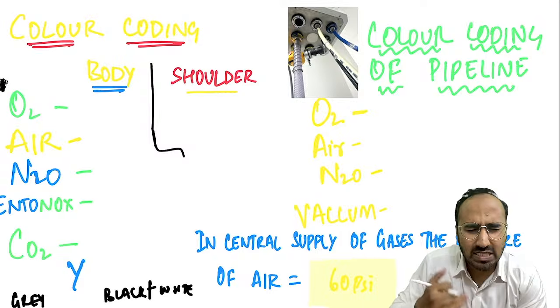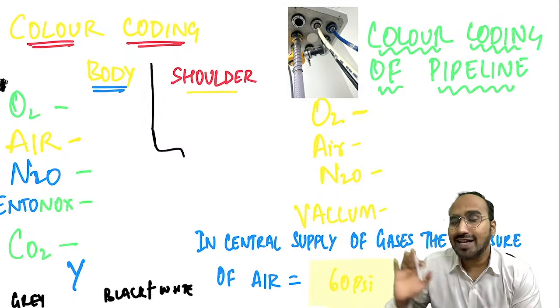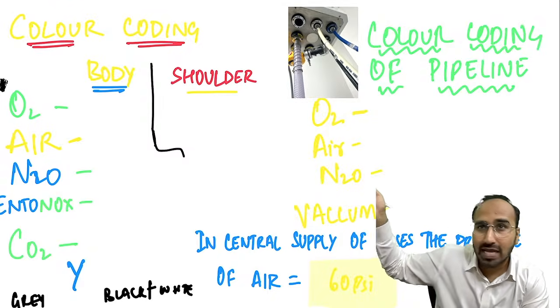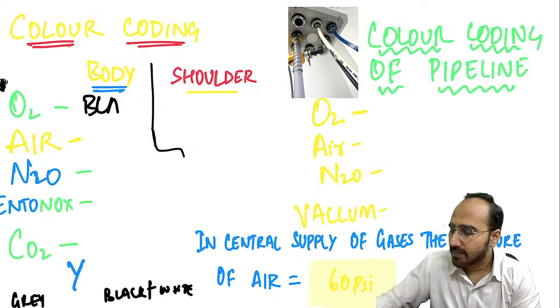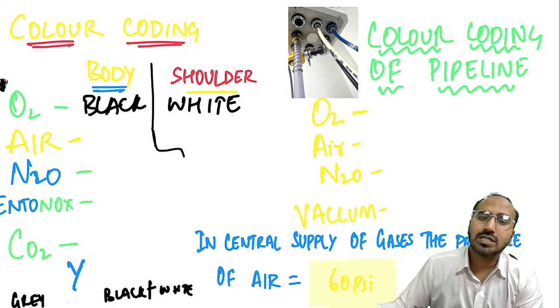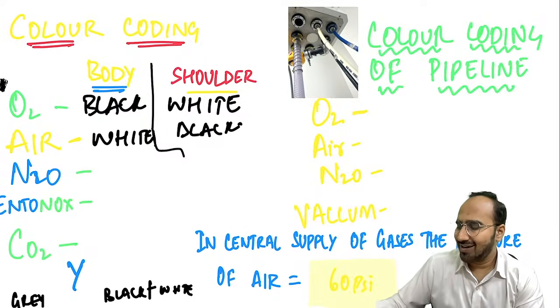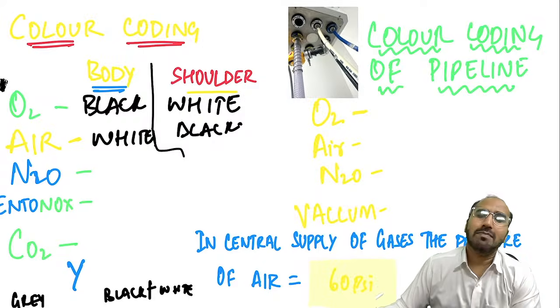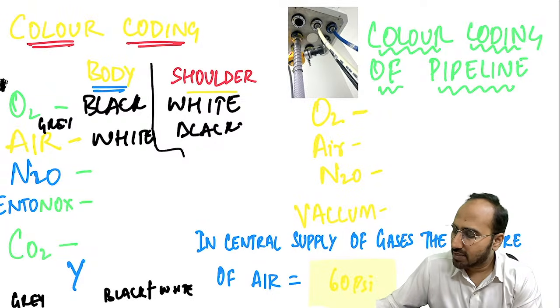But when the patient is under anesthesia, what is the bodyguard for the patient? It is oxygen. The bodyguard's dress code was black body, white shoulder. The oxygen color coding is the same: black body, white shoulders. Air is totally opposite of oxygen: white body, black shoulders. In some countries, air is gray with black and white shoulders.